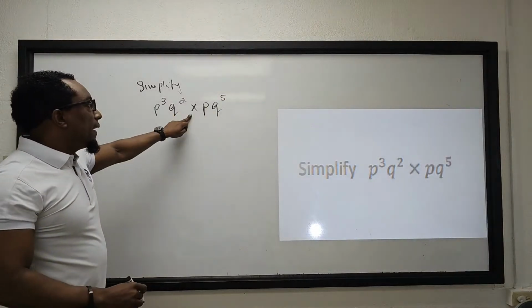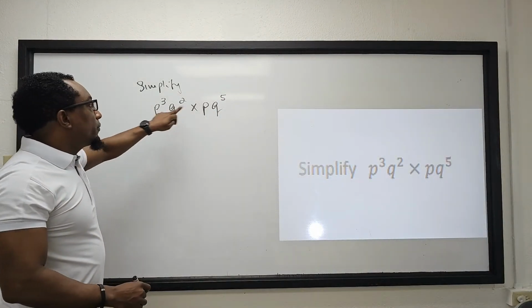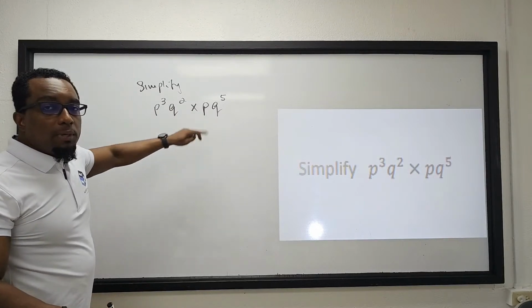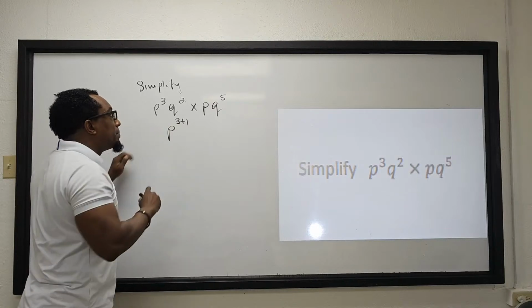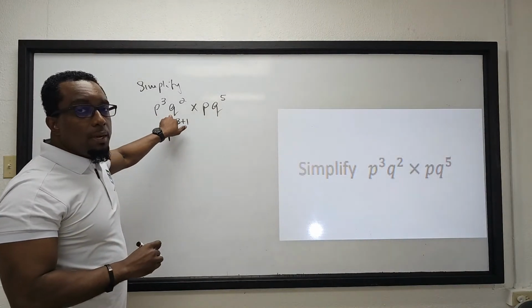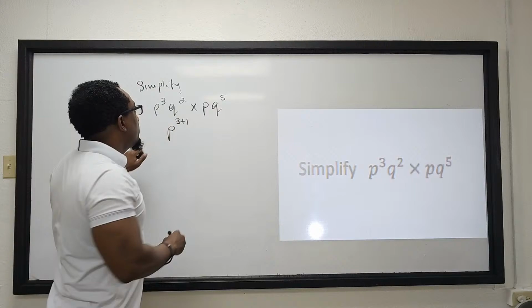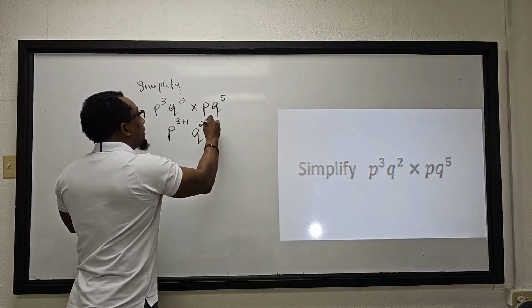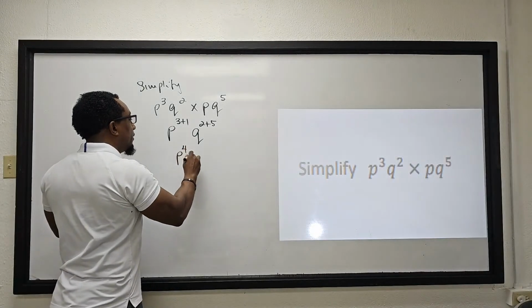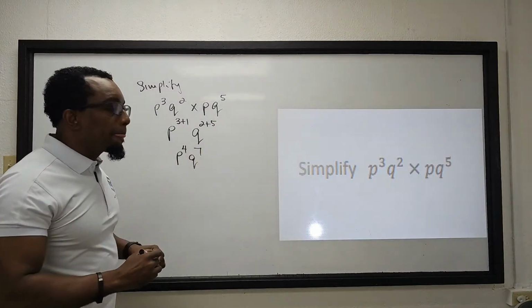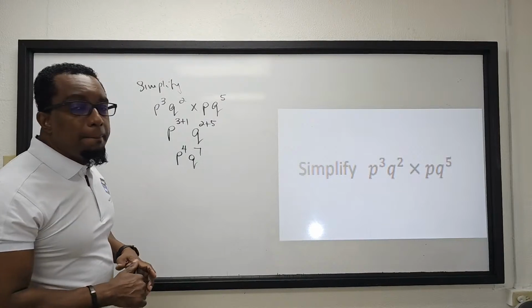So we're multiplying, note, p to the power of 3 by p to the power of 1. Once we're multiplying, we keep the base p and the powers we add. We're multiplying q to the power of 2 by q to the power of 5. We keep the base q and we add the powers. So we're going to get here p to the power of 4, q to the power of 7. That is our answer there when we are multiplying.